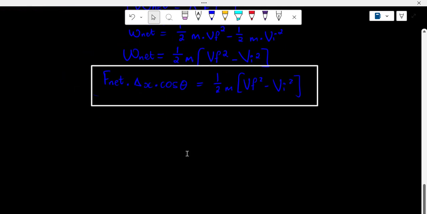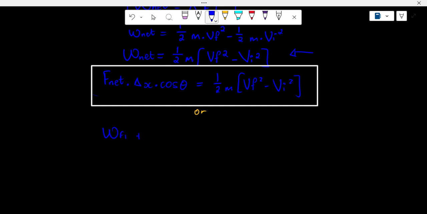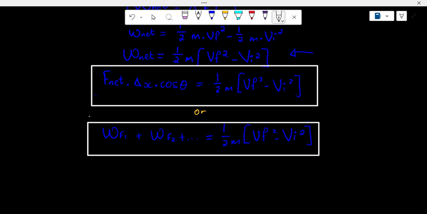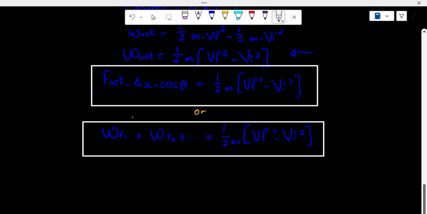You can also rewrite this as the following. Moving from this equation over here, you can rewrite this as the work done by the first force plus the work done by the second force plus dot dot dot, which is then equal to 1 over 2m open bracket v final squared minus the initial velocity squared. Once again, if you are confused about what's going on here, please make sure to watch the video that comes before this one.